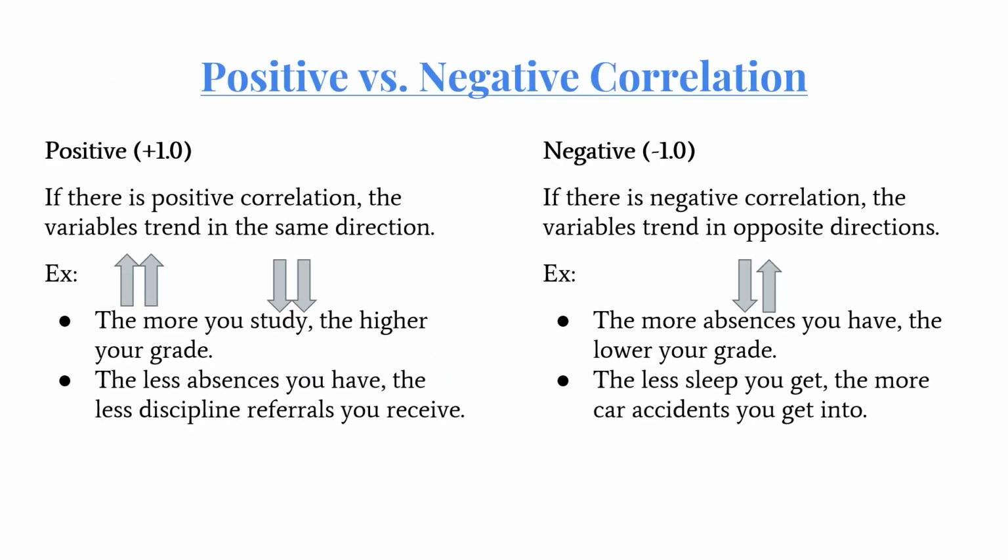If the correlation is positive, the variables trend in the same direction. For example, the more you study, the higher your grade, and the fewer absences you have, the fewer discipline referrals you receive. On the other side, if there's a negative correlation, the variables trend in opposite directions. For example, the more absences you have, the lower your grade. The less sleep you get, the more car accidents you get into.